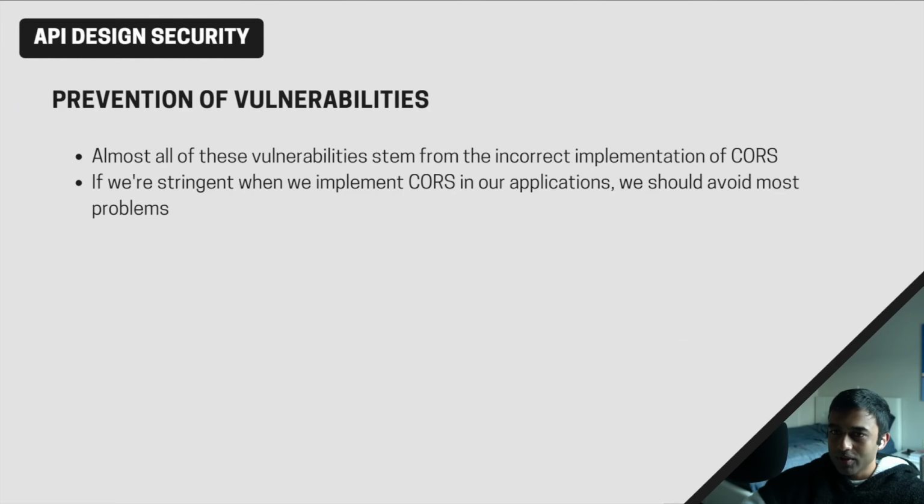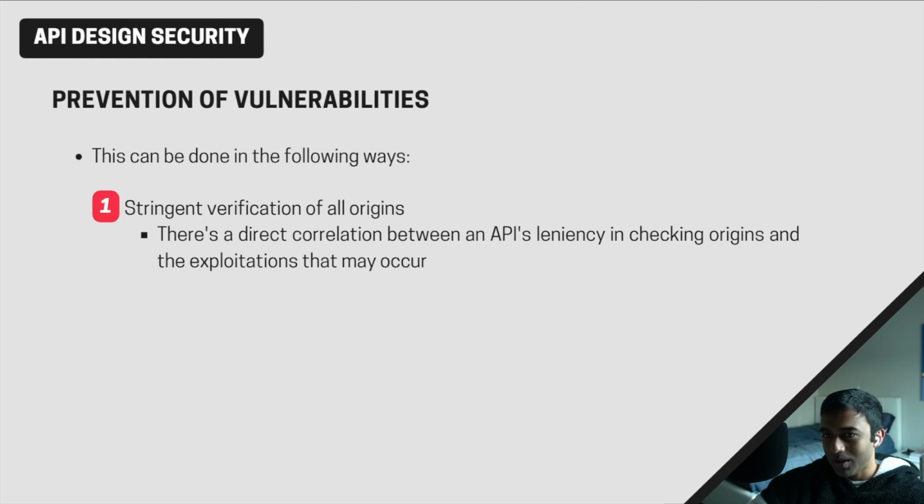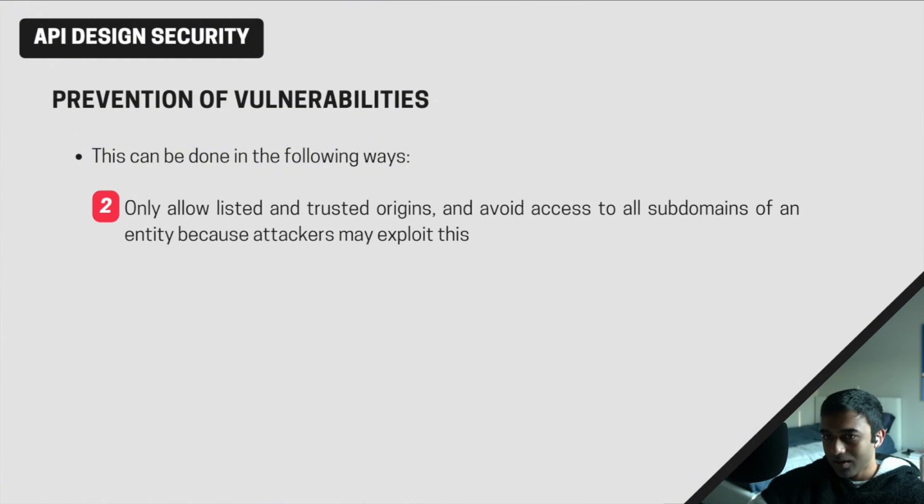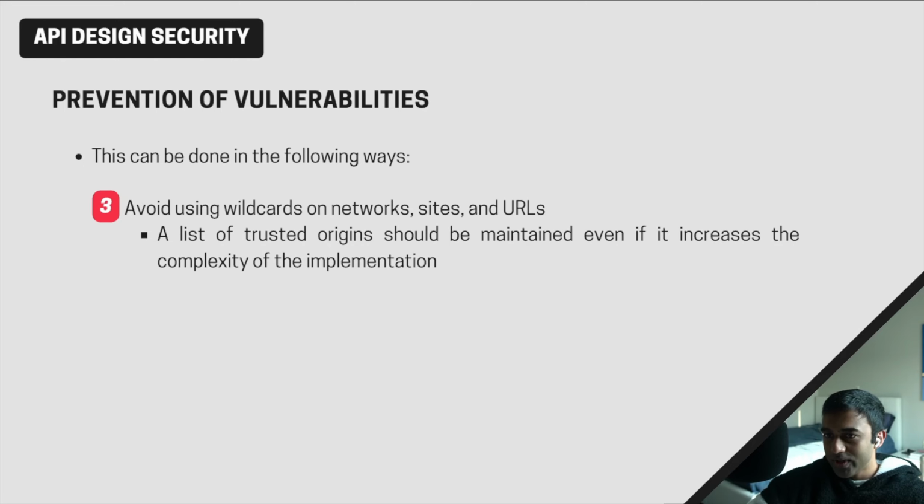So, prevention of vulnerabilities. Almost all of these vulnerabilities stem from the incorrect implementation of CORS. If we're stringent when we implement CORS in our applications, we should avoid most problems. This can be done in the following ways. So first, stringent verification of all origins. There's a direct correlation between an API's leniency in checking origins and the exploitations that may occur. Second, only allow listed and trusted origins and avoid access to all subdomains of an entity because attackers may exploit this. Third, avoid using wildcards on networks, sites, and URLs.